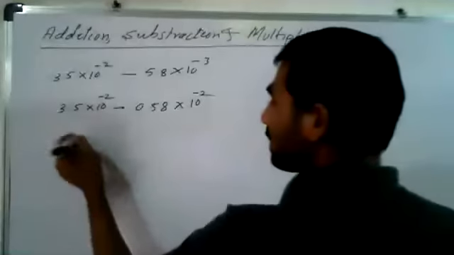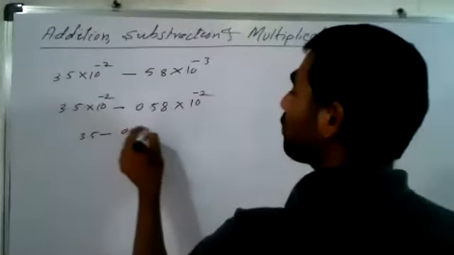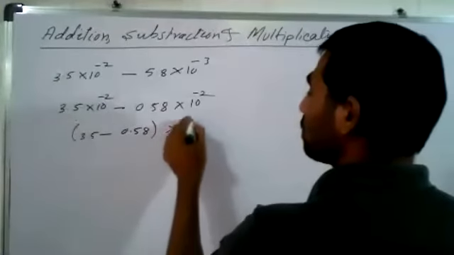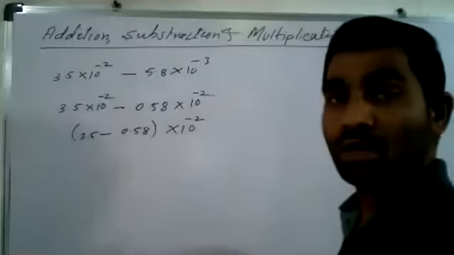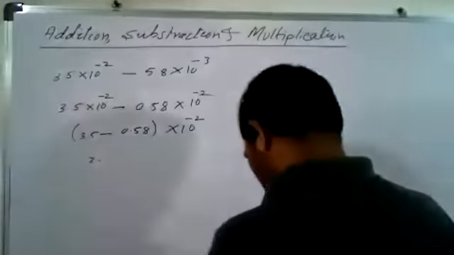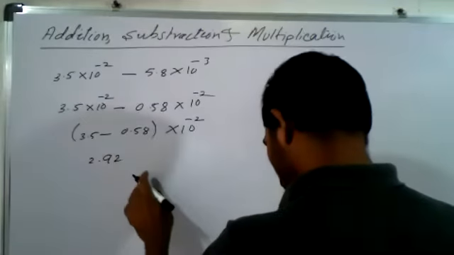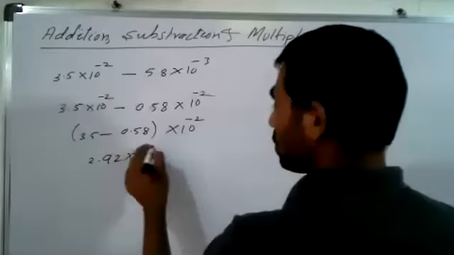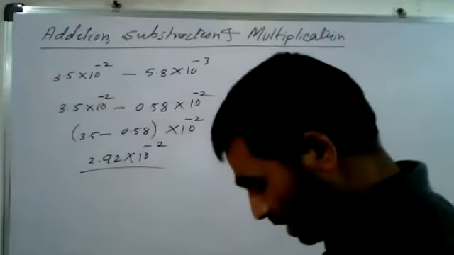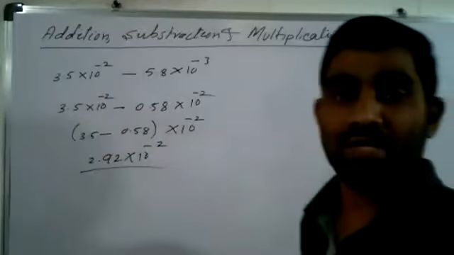So what we can do? We can write 3.5 minus 0.58 into 10 to the power minus 2, and do the subtraction. The answer would be 2.92 into 10 to the power minus 2. So this is the idea of addition and subtraction.